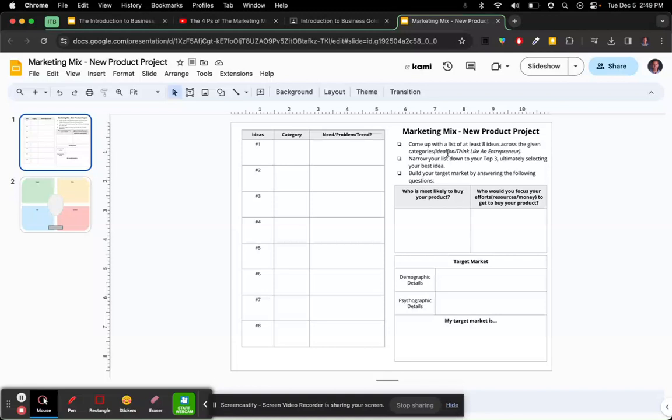Then what you're going to do, and this should be fresh because we did this a couple classes ago, is build your target market by answering some of these questions, right? So who is most likely to buy your product? And then who would you focus your efforts, your resources, your money on to get to buy your product, right? So, who would you target with Facebook ads or Instagram ads, or where would you put up advertisements, depending on obviously who your target customer is.